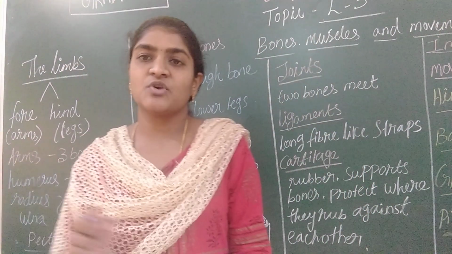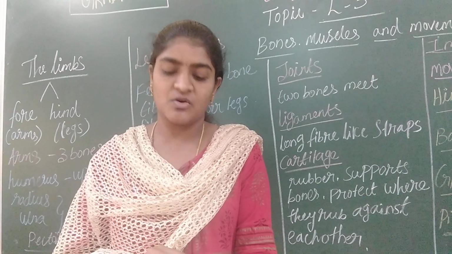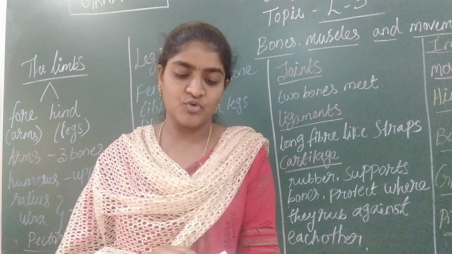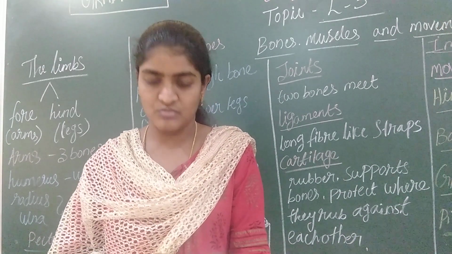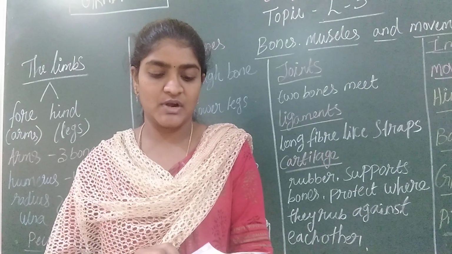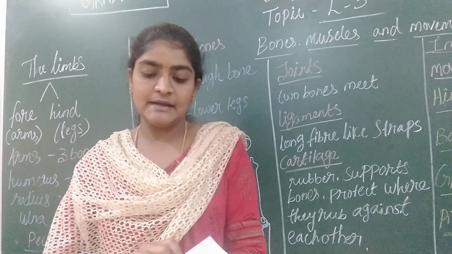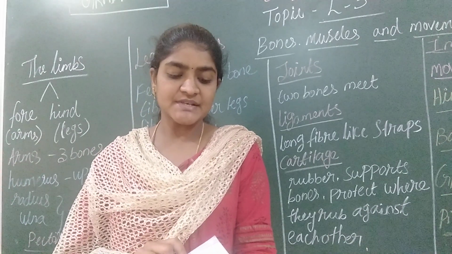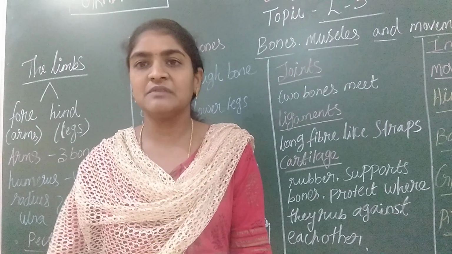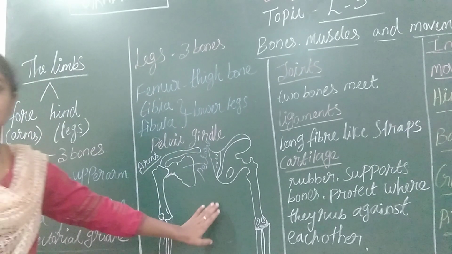The legs are called the hind limbs. The hind limbs also have 3 bones each. The femur, or thigh bone, is the largest bone in our body. The lower legs have 2 bones, called the tibia and fibula. The ankle and the toe have many small bones. The hind limbs are attached to the pelvic girdle. So these are our leg bones.